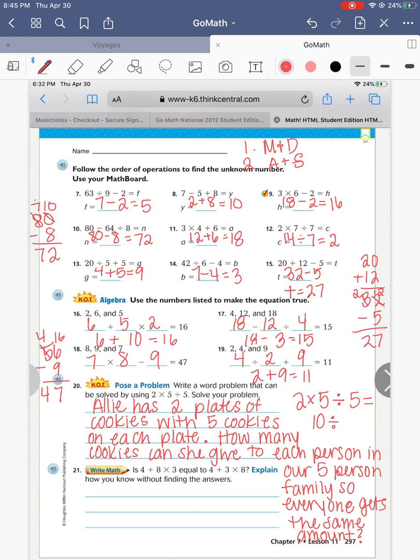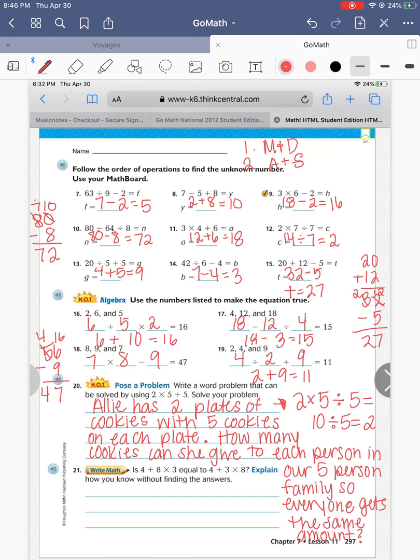So if I do 2 times 5, that's 10. And then 10 divided by 5 is 2. So that means everybody in my family gets to have 2 cookies. So it tells you to write the problem and then solve it. So hopefully, since your book's bigger than my little page, you can fit that all better on the lines and then have your work or your solution, wow, over on the side.